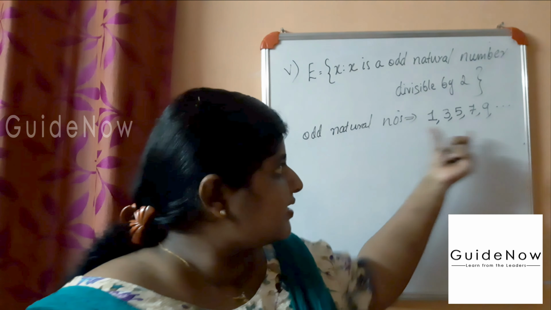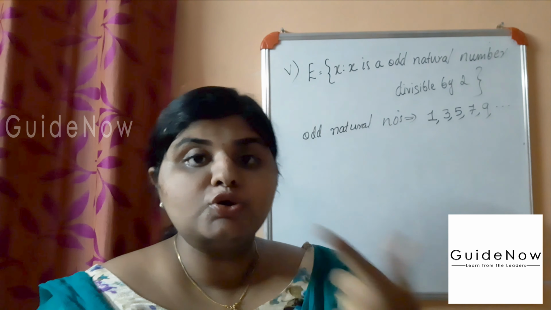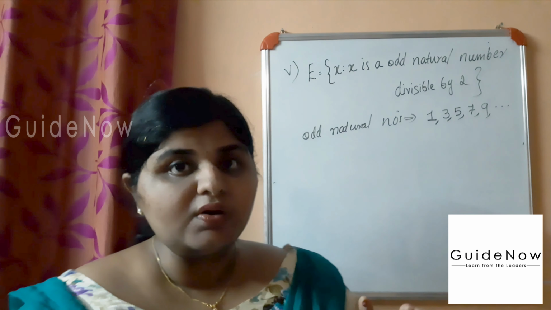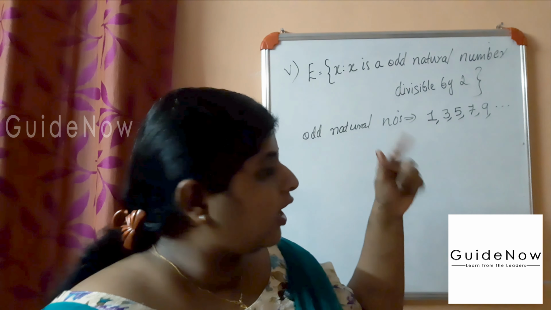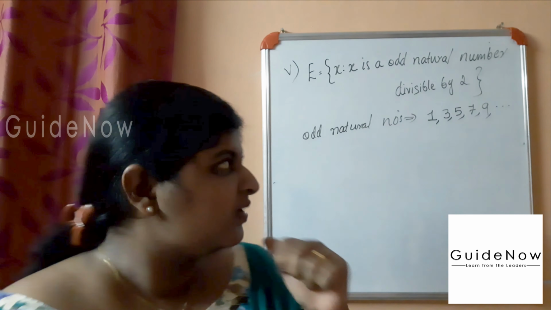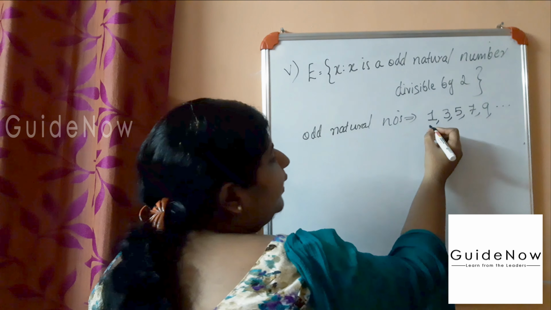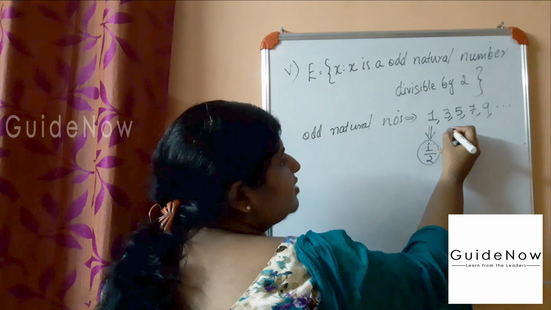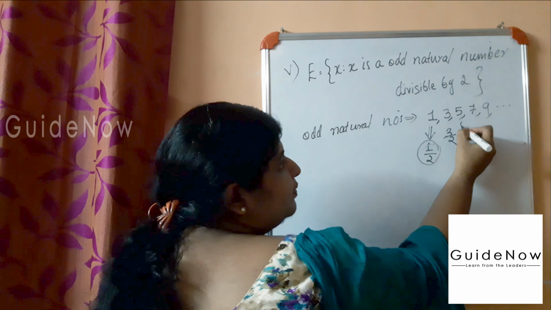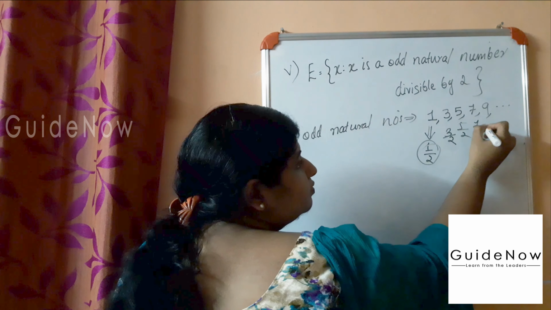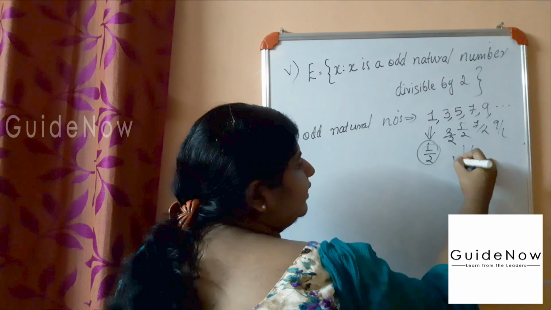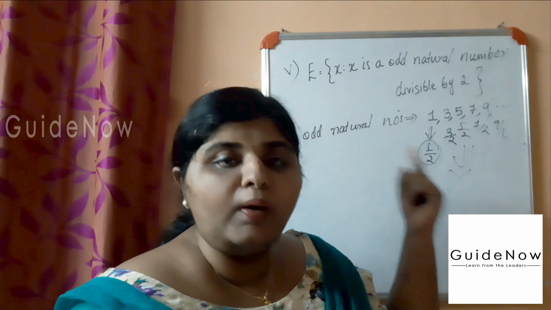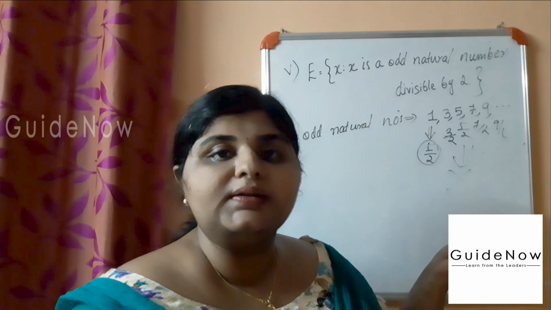You have to check whether these numbers are divisible by 2 or not. If they are divisible by 2, it is not a null set. But if they cannot be divided by 2, it is a null set. So let's check. Can we divide 1 by 2? No. 3 by 2? No. 5 by 2? No. If you divide an odd number by 2, we cannot get a whole-number answer.